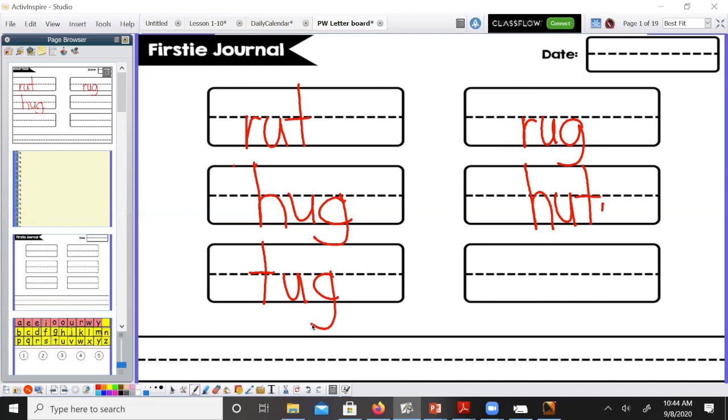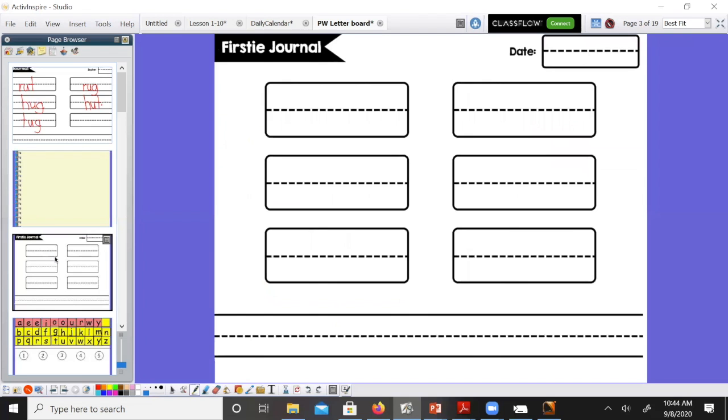Okay, the next one is cut. Cut, like you cut paper. Cut. It is a C. Good question. Cut. Yes, C. Yep.